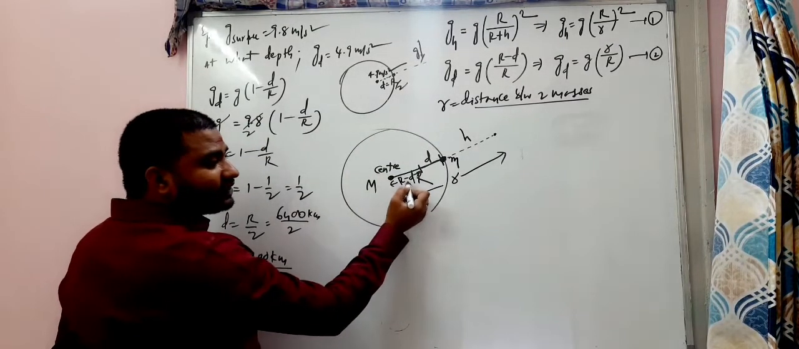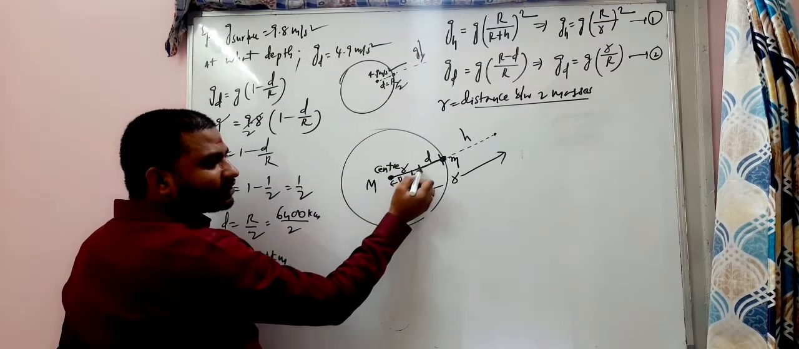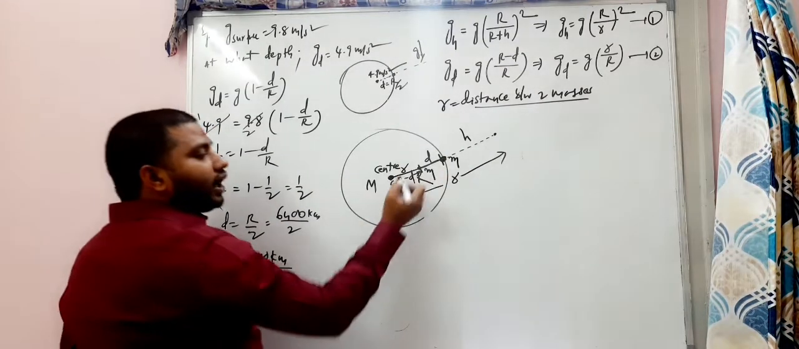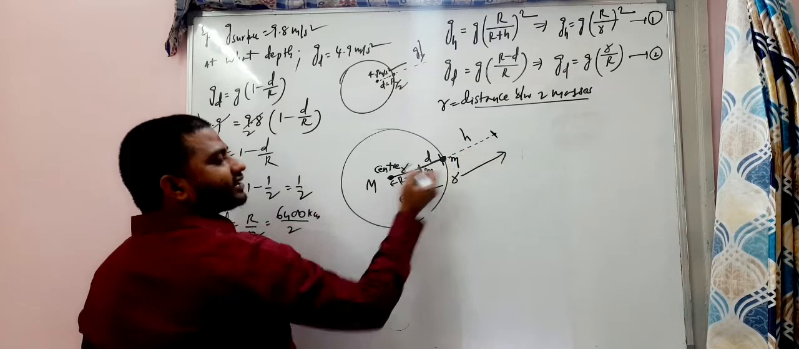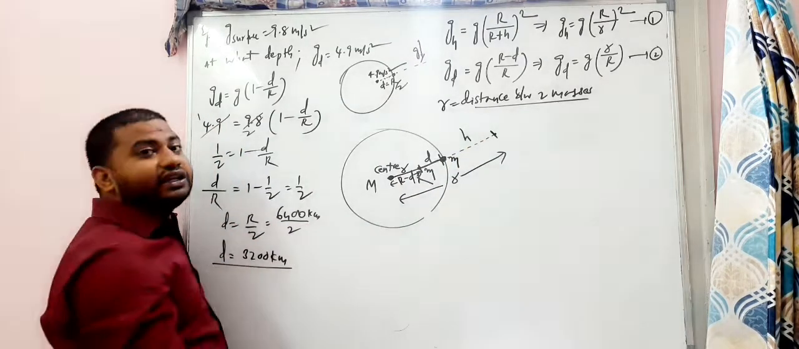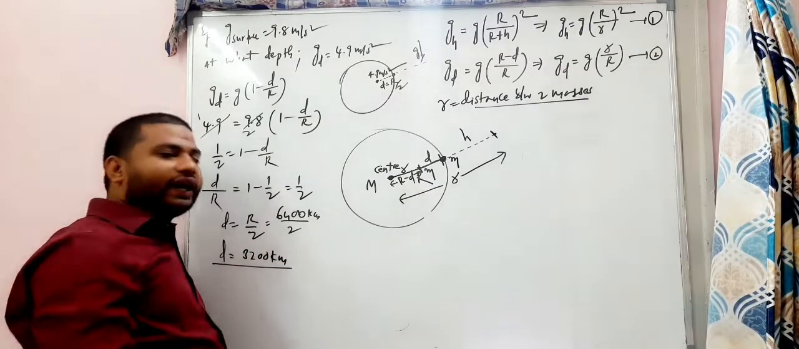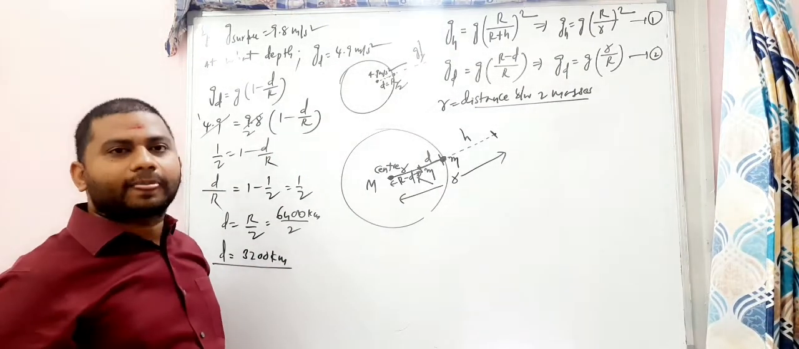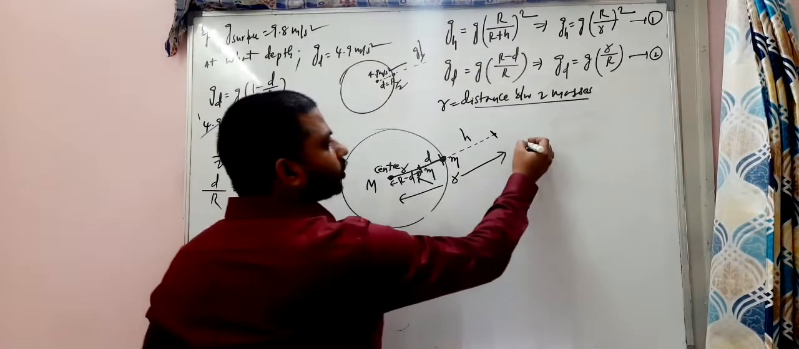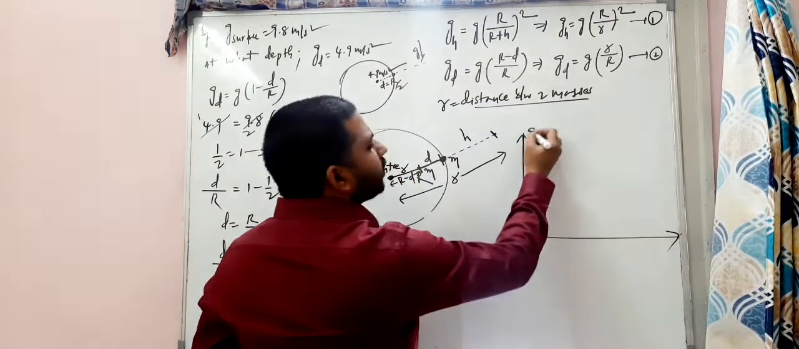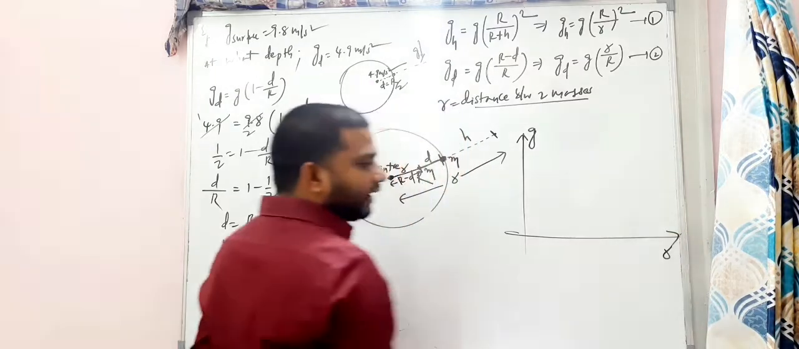Small r is the distance between the two masses. In the first case, small r is the distance between the two masses. In the second case, it is also the distance between the two masses. Okay, clear? Now we're just going to draw the graph between small g value and r value.